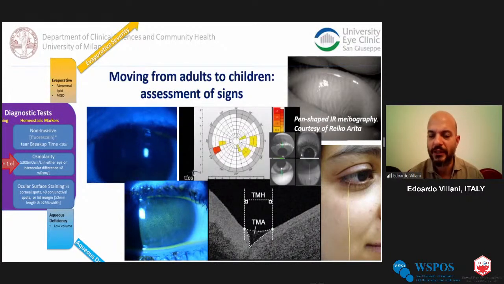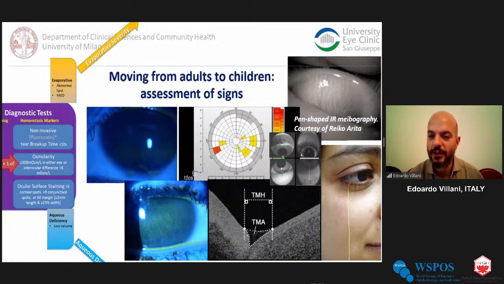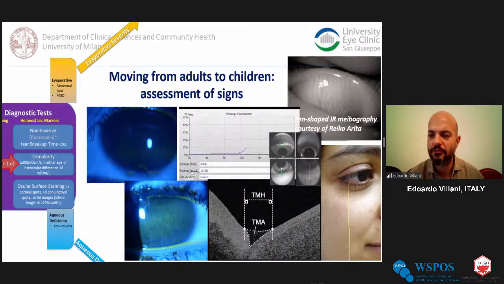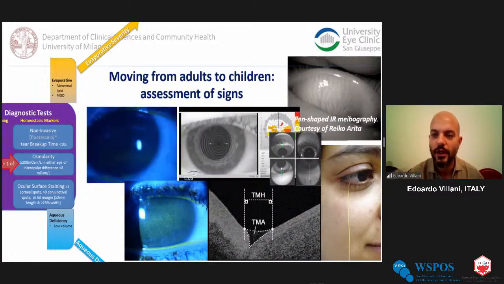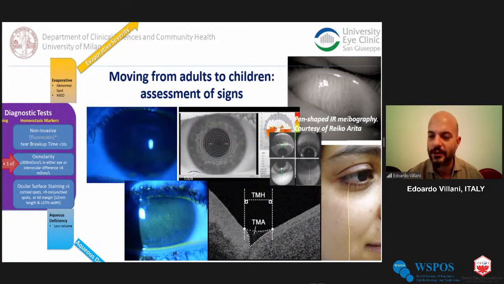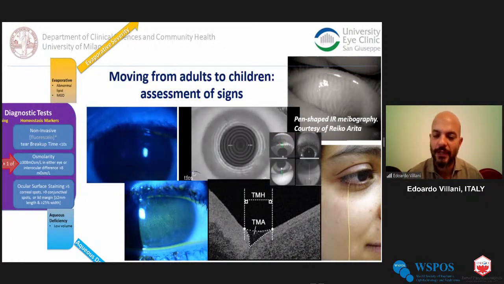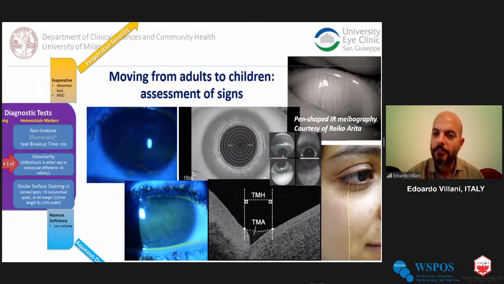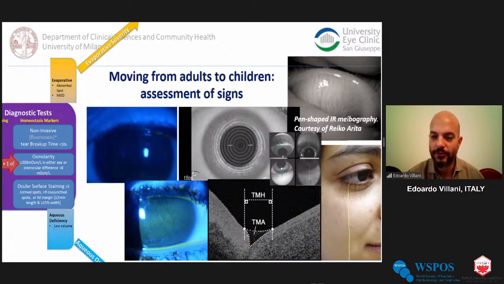Probably, for example, we can try to use non-invasive assessment of the ocular surface and tear film. For example, to assess tear volume and secretion, the Schirmer test is an annoying procedure, not suitable for children. We can use a red phenol test or even better OCT assessment of the tear meniscus. And even for meibomian glands assessment, imaging of meibomian glands, we may have some problems with the unknown procedures in children, and we have some dedicated devices like the pen-shaped infrared meibographer.